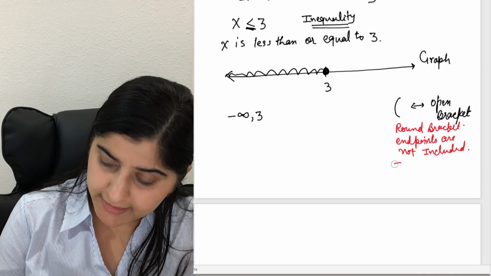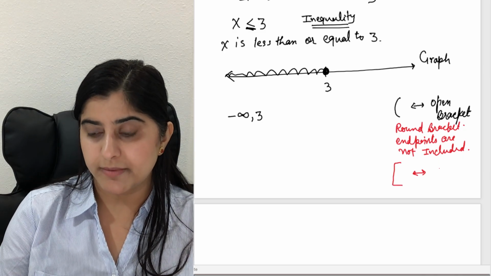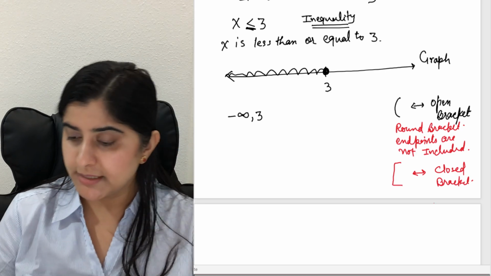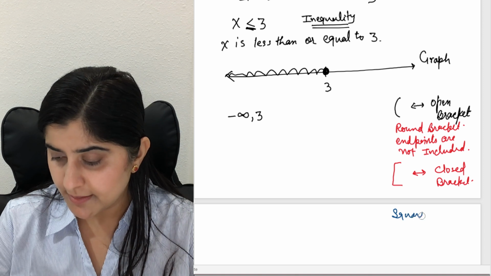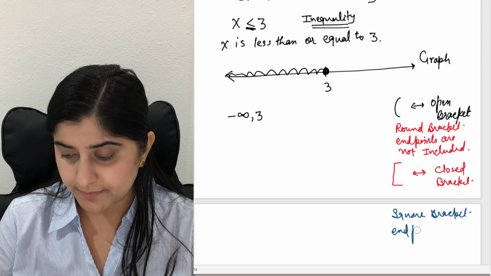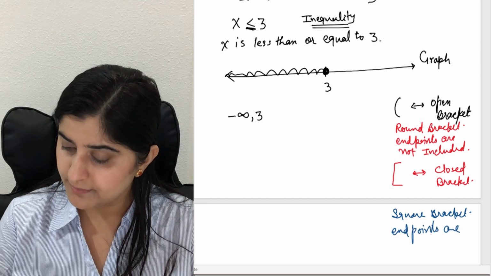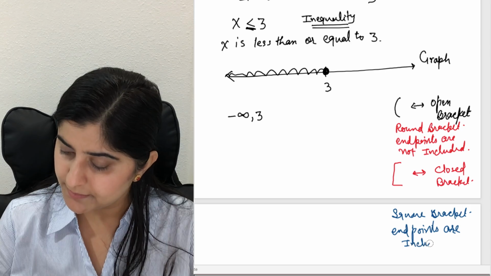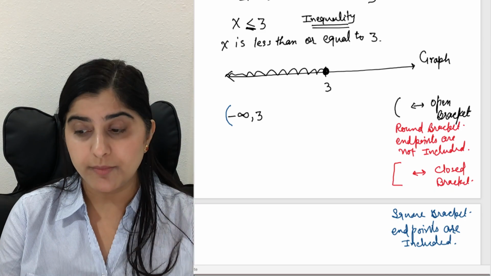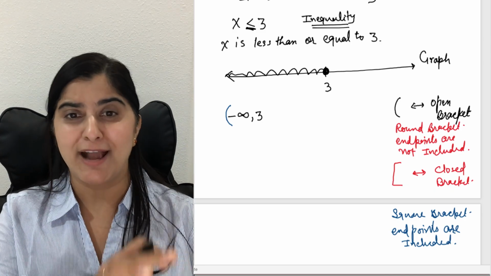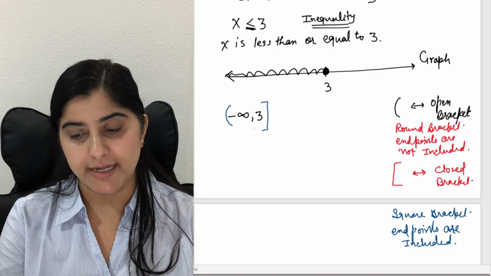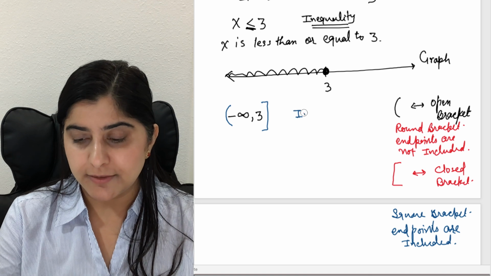And we have a closed bracket, that is the square bracket. It is called a closed bracket, and we also call it a square bracket. And that means endpoints are included. Infinities are always followed by a round bracket, open bracket, because infinity is not a number that can be included in the set. But here 3 is included, so we will have a closed bracket on 3. So this is the interval notation.